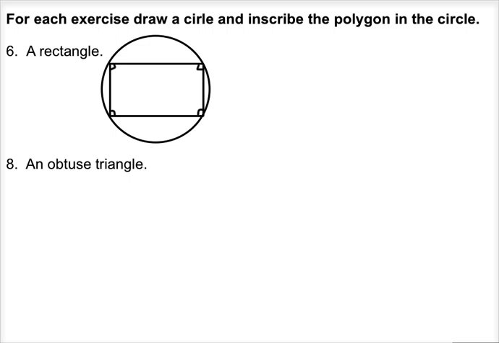Number 8, an obtuse triangle. So I'm going to start by giving myself a circle again. Well, I know if I'm making an obtuse triangle, I need to make an angle that's bigger than 90 degrees. So how do I make an angle bigger than 90?